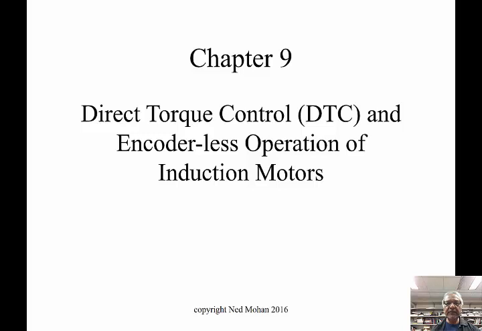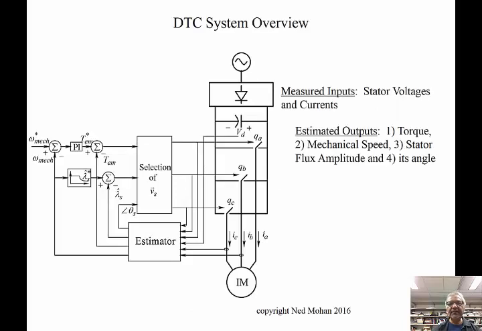Okay, so in this chapter we will look at direct torque control, called DTC, and encoder-less operation of induction machines. So here is the overview, where we see that this induction machine is being supplied by this inverter, and in doing so we are measuring the currents, and only two of the currents need to be measured because the third one we can obtain by Kirchhoff's current law.